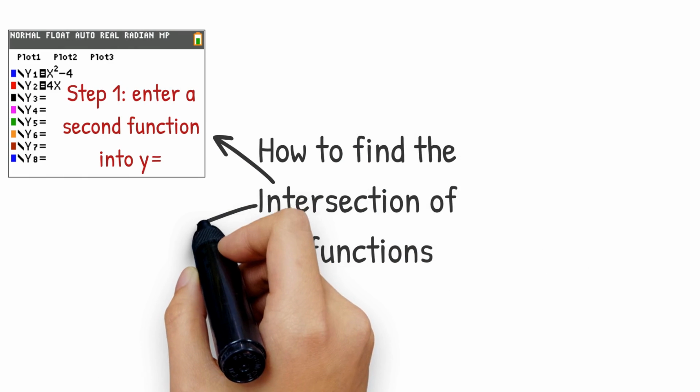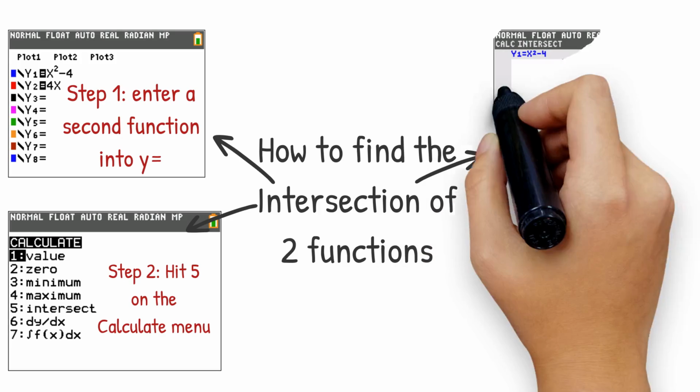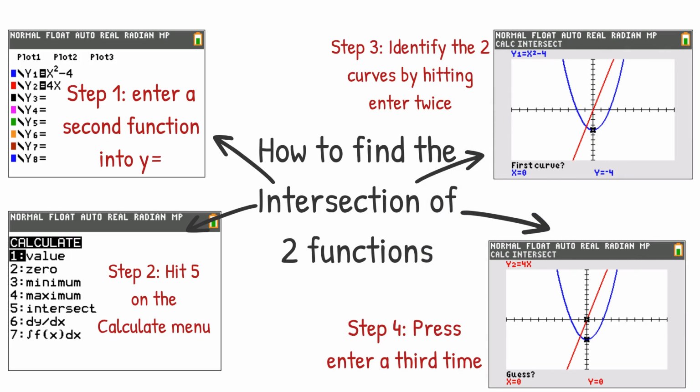Lastly, we will talk about intercept. When we use this, we will want to figure out where 2 functions touch each other. So we'll need to input another function into y equals. I'll put in 4x. Then go back to the calculate menu. Now we can scroll down to intersect or press 5.